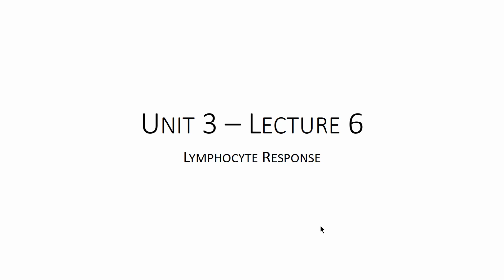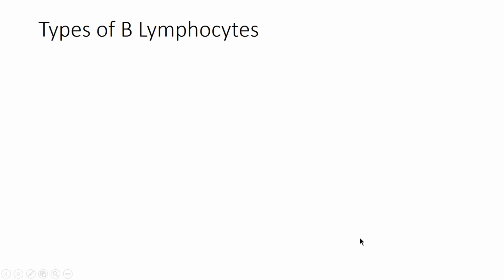All right, we're looking at Unit 3, Lecture 6, lymphocyte response. In the previous lecture, we talked about some of the broad aspects of the third line of defense, which involves lymphocytes, and described the characteristics of lymphocyte development and what they look for in terms of antigens or epitopes, to be specific. So here we're going to start off with what are the kinds of lymphocytes involved in the immune response and what are some of their characteristics.